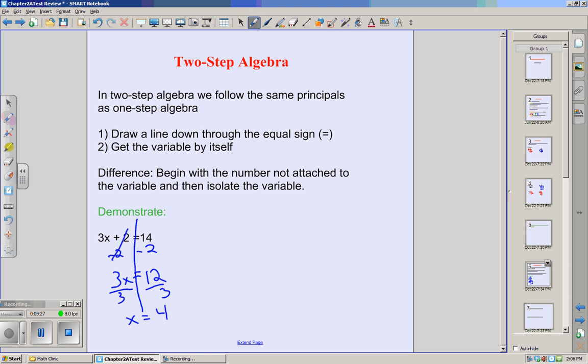If I go back to my original problem and insert 4 for x, I have 3 times 4 plus 2. 3 times 4 equals 12. 12 plus 2 equals 14. And that's what I got in my problem. I know I did this correctly.